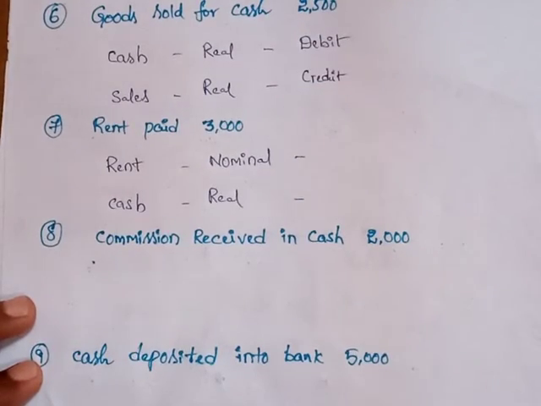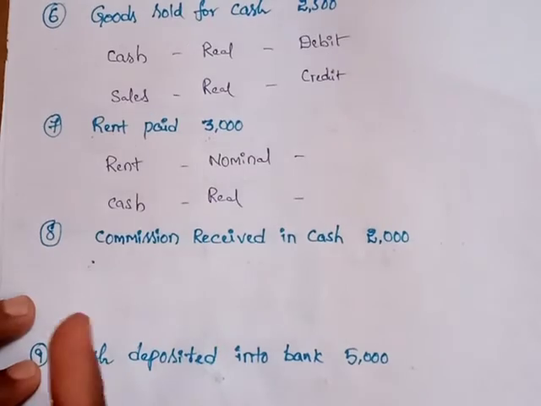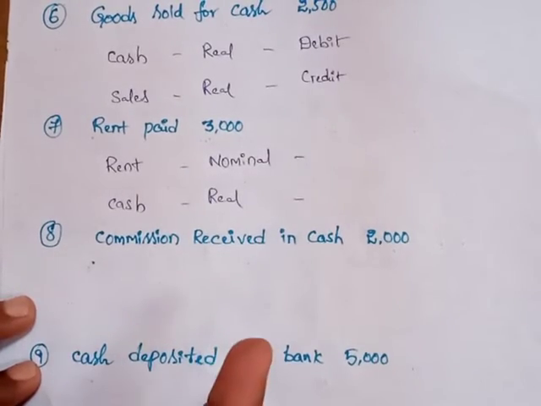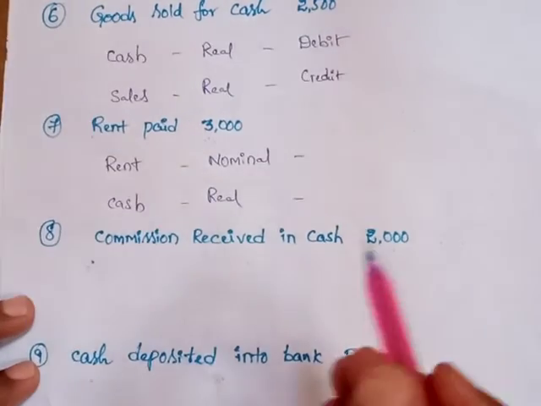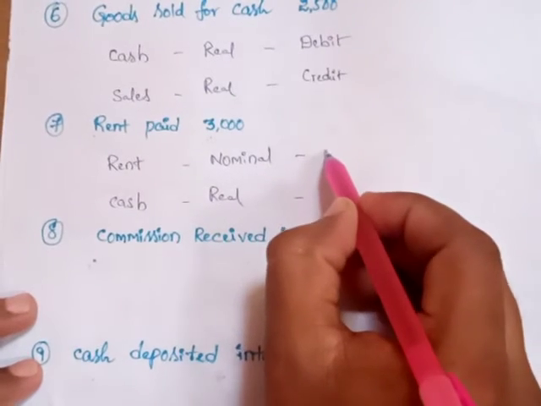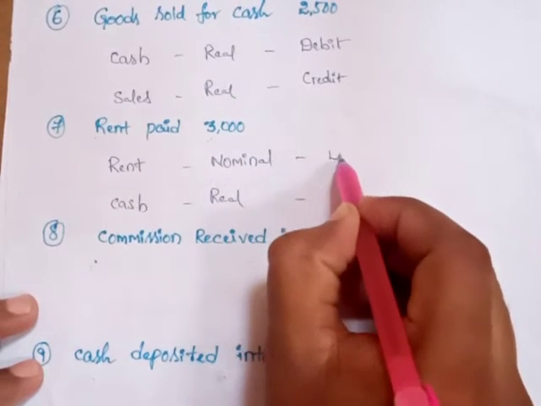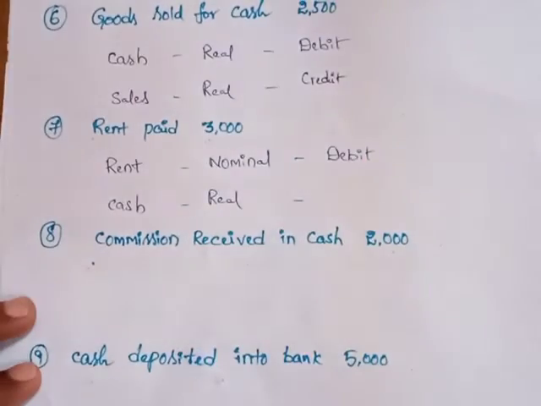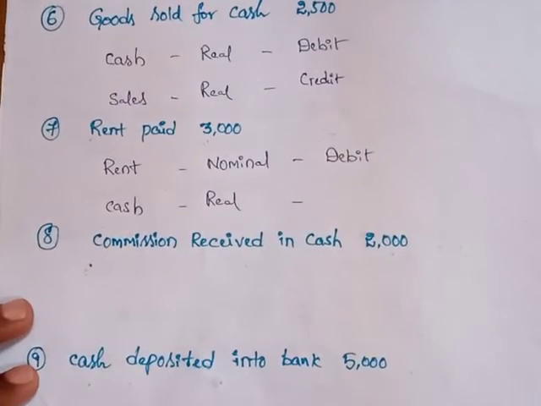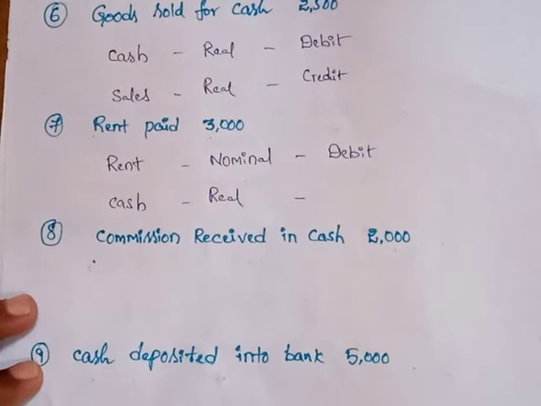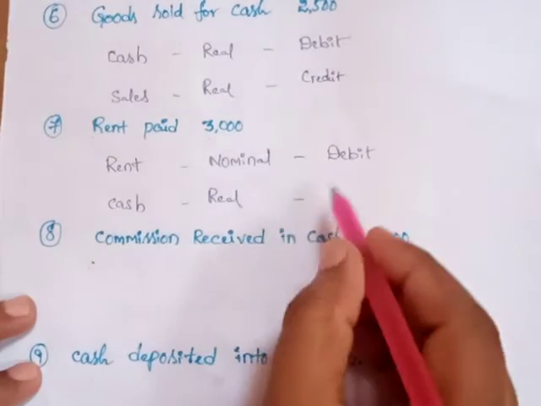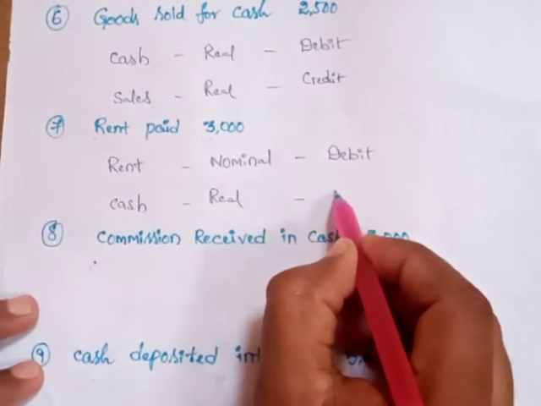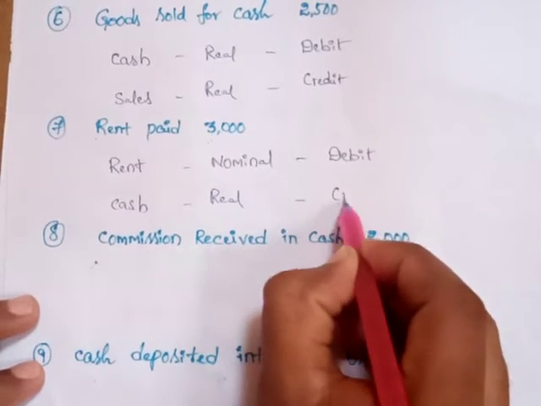So rent, I already told you, rent is an expense. Expenses and losses will be debit according to nominal account. And when we paid rent, cash will go out from the business. According to real account, what goes out? That will be credit.